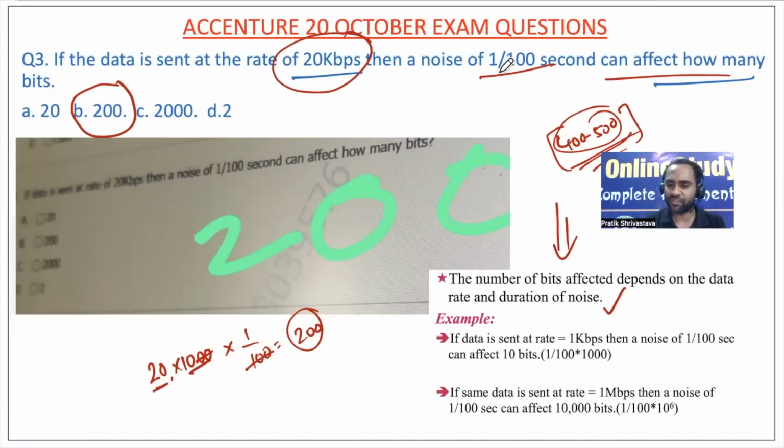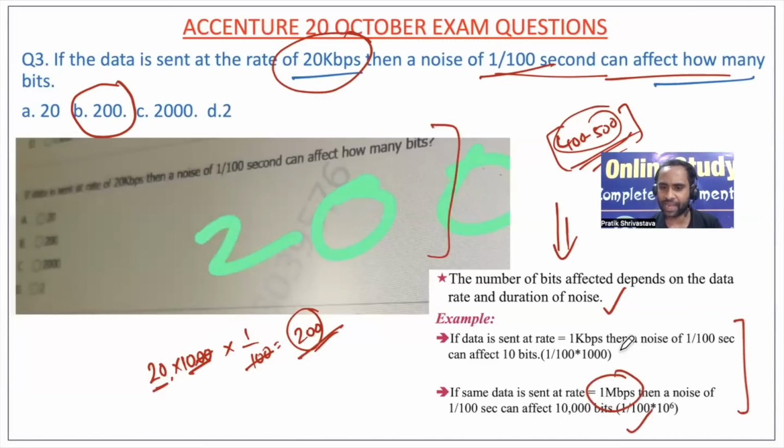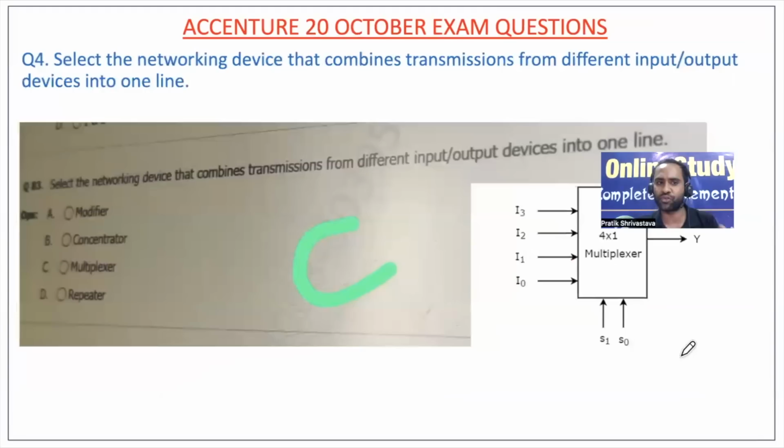Fine. And because the time we have is in seconds, and here we have bits per second, into 1 by 100 time. So time is 1 by 100 second, okay? So definitely the second and second will get cancelled. So 100 and 20 will get cancelled, giving 200 bits. So basically with this noise, 200 bits will get impacted, right? And with 1 Mbps you can calculate, with 1 kbps you can calculate, right? That's the reason I have given you 2 examples as well.